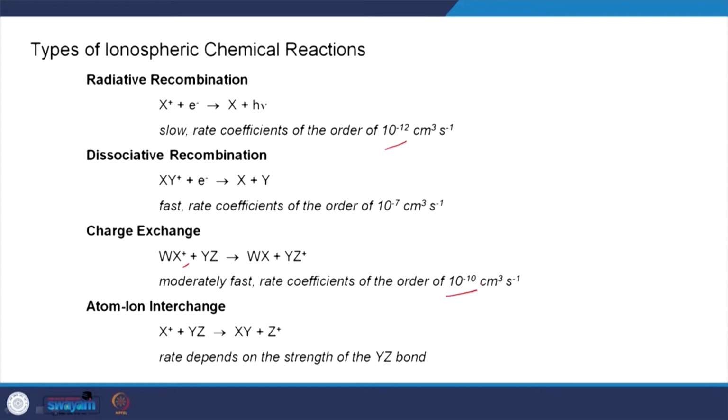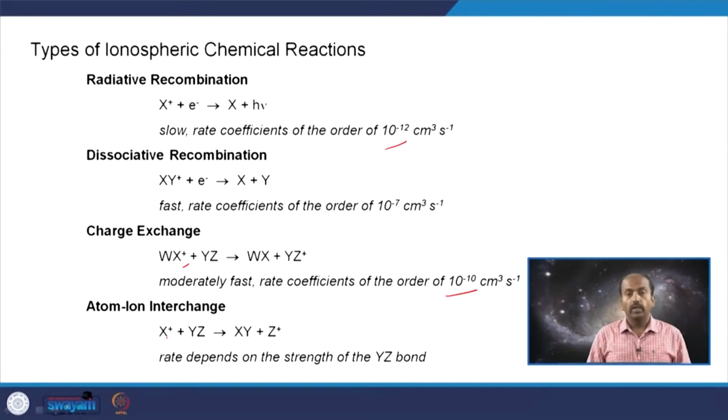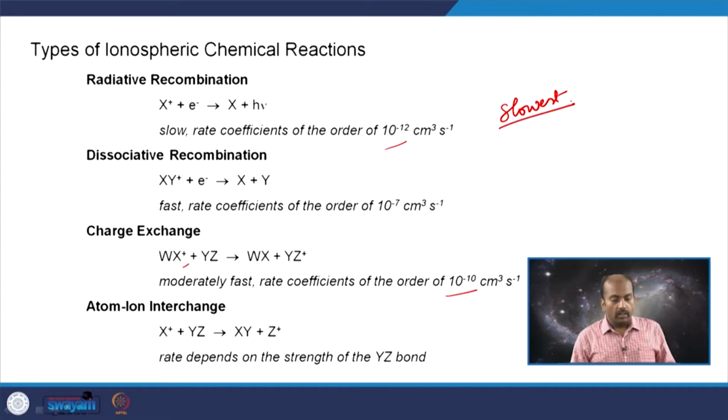power of minus 10. And ion-atom interchange is a reaction in which a positive ion comes in contact with a molecule and the charge is transferred. At the same time the molecule becomes rearranged, right. So, out of these four processes, radiative recombination is the slowest process, and dissociative recombination is the fastest process.